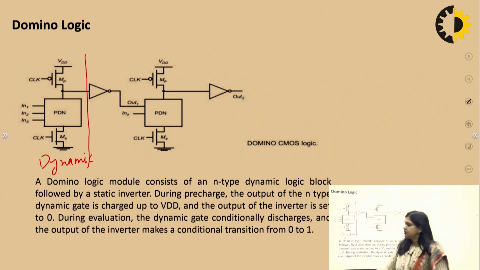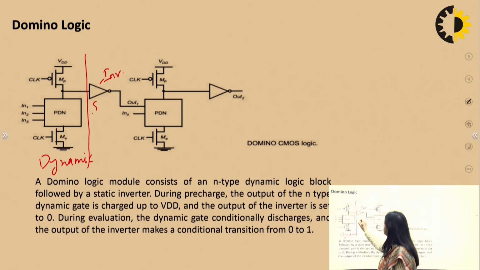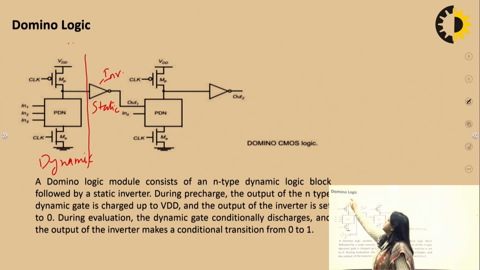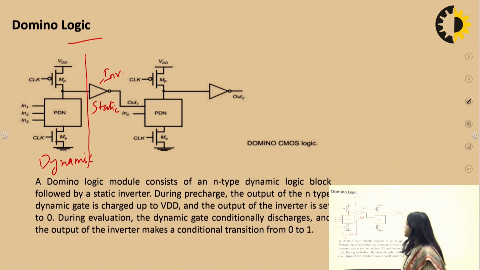After the dynamic stage, we have added one inverter, and this is a static inverter. So this is a combination of dynamic and static. If we combine both these technologies, then it becomes domino logic style. So what happens? During the pre-charge phase, the output node is charged to VDD, and because of this static inverter, this node remains at 0.